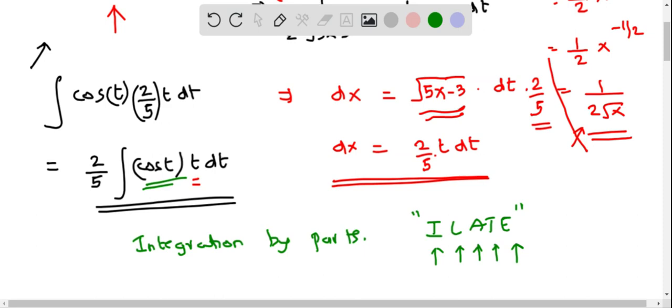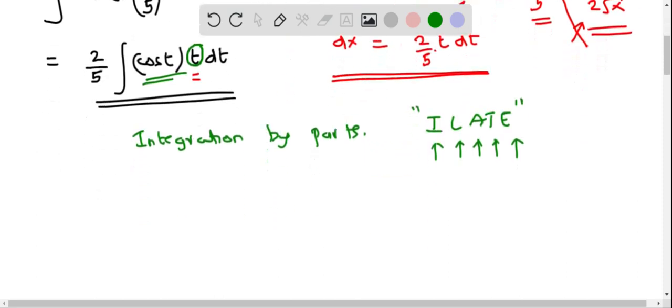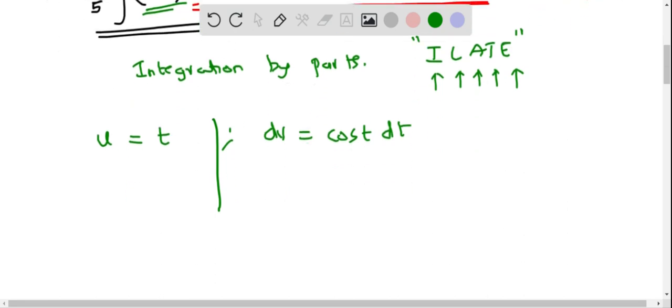So let's find out on the first function. Do we have inverse function? We don't have. Cos t and t. Cos t is trigonometric and t is algebraic. We don't have. Logarithmic, we don't have. Algebraic, yes, we have algebraic. So this can be considered as u. So this ILATE rule is basically used to choose the u. So I choose the u as t, and then rest of the components, that is cos t dt, this I can choose it as dv. Which means I have two parts like this. I have u and as well as dv.